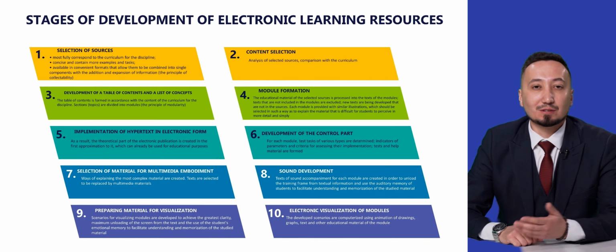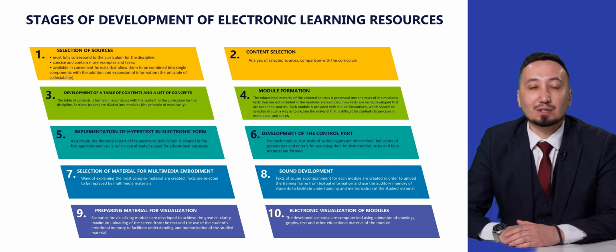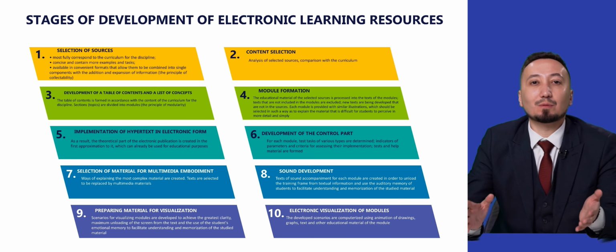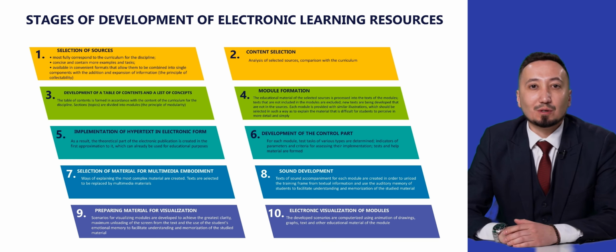Let's dwell on the stages of developing educational materials using the example of electronic learning resources. The very first stage is the selection of sources. At this stage, sources and literature are selected that most fully correspond to the curriculum for the discipline, concise and containing more examples and tasks, available in convenient formats that allow them to be assembled into single components with the addition and expansion of information.